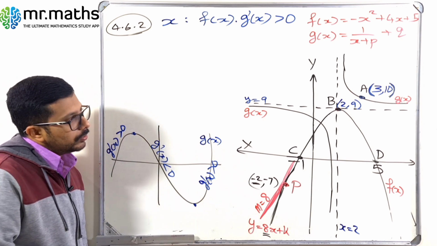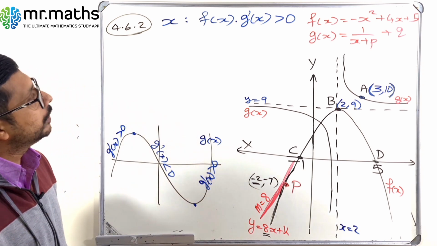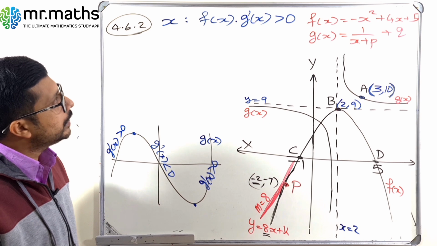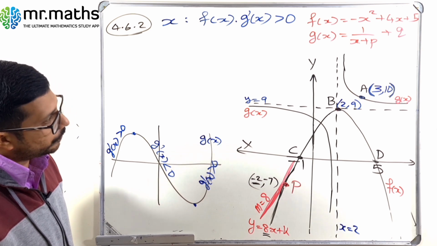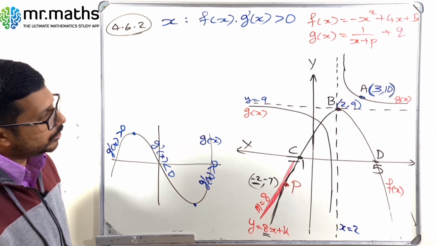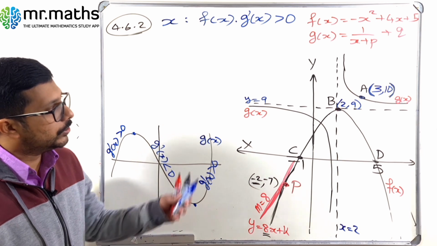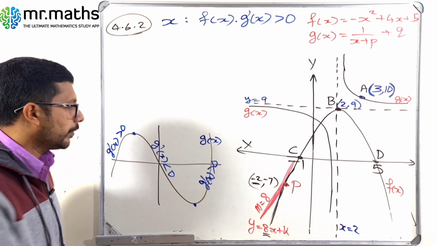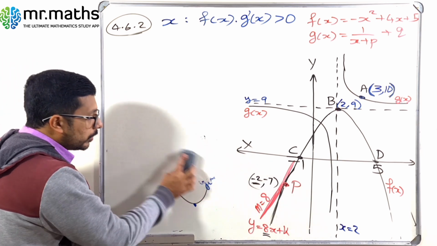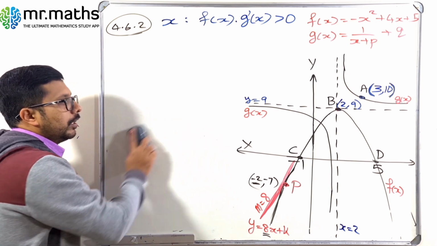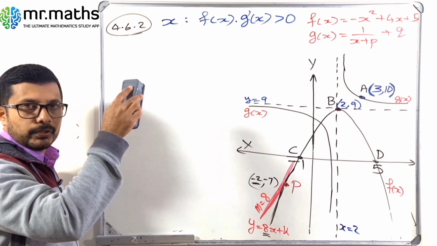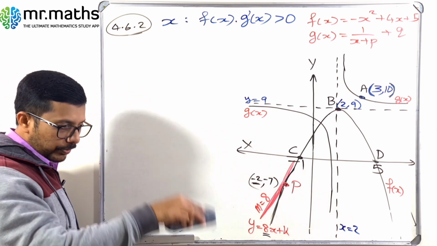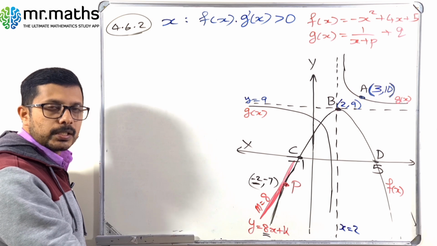Okay. So now look at our g dash f of x graph. Look at our g of x graph. Which is our g of x graph? You have to know this one. So don't forget that when a graph is increasing, the first derivative is positive. When a graph is decreasing, the first derivative is negative.